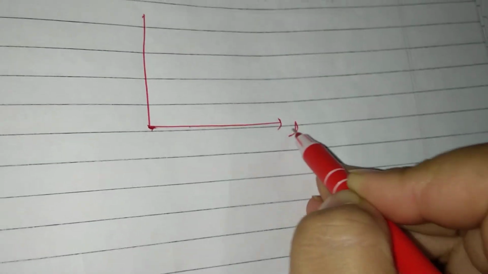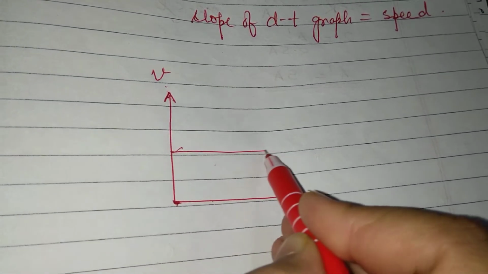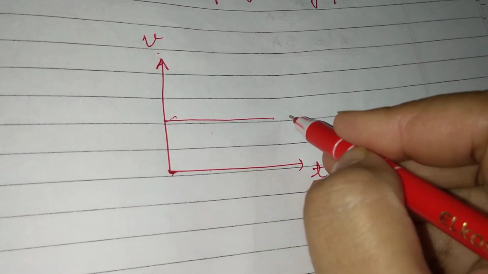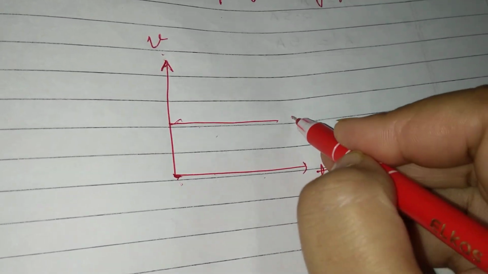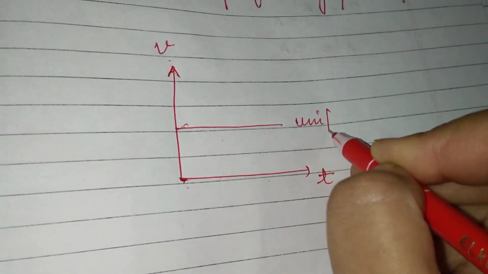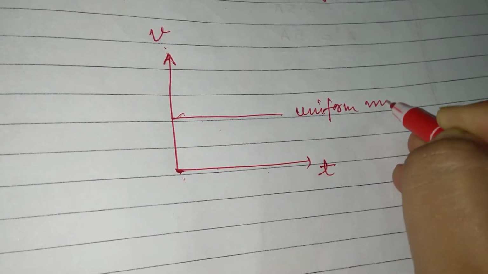Velocity time graph. In a velocity time graph, on the x-axis we have time, on the y-axis we have velocity. If the first graph is like this, parallel to the time axis, it shows that the velocity of the body is constant. So velocity is constant, that means it is uniform motion.